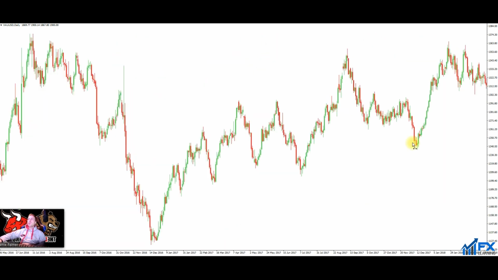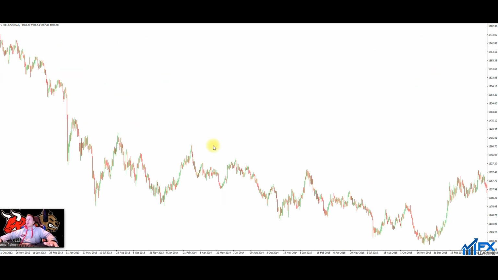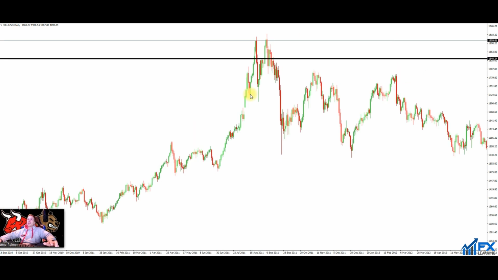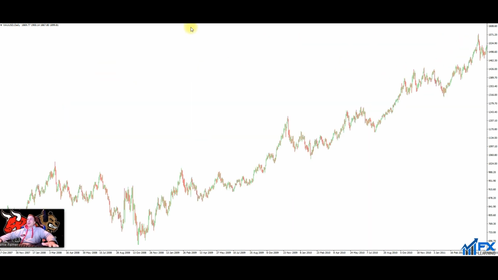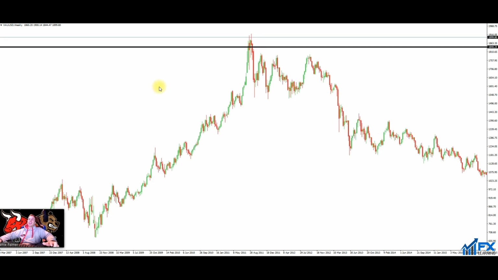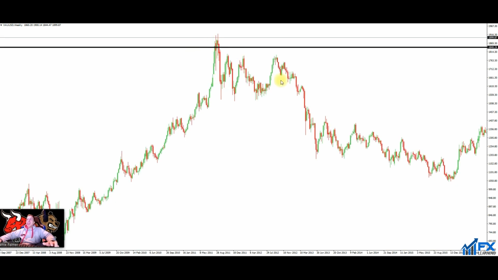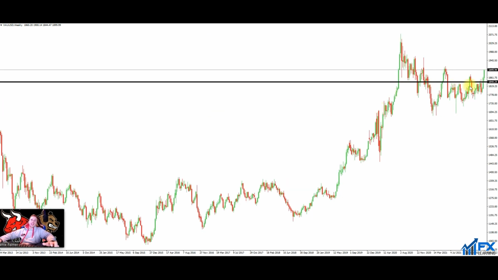Now, the problem with this, let me zoom out and see if I can find, oh, here we go. So we got a nice little sell perhaps at the top there. Let's have a look at the weekly. Oh, and again here as well. So we got this nice area here. And again, nice little support as well.